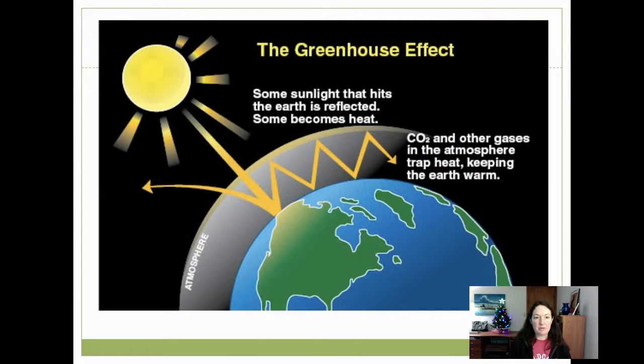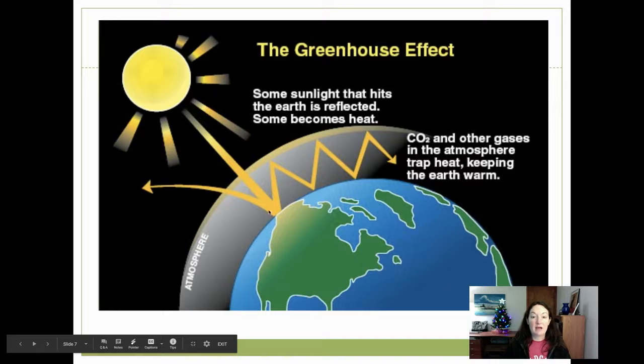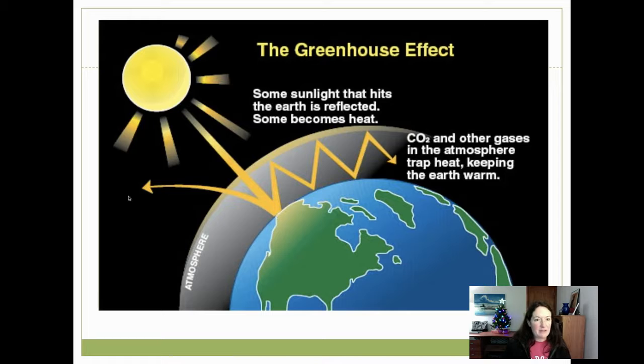Here's a picture from your notes of the greenhouse effect. You can see the sunlight comes in, it bounces off the earth. Some of it is even absorbed by the gases on the way in. About half of it is actually reflected back out into space, but a lot of it is trapped by these gases close to the surface of the earth.